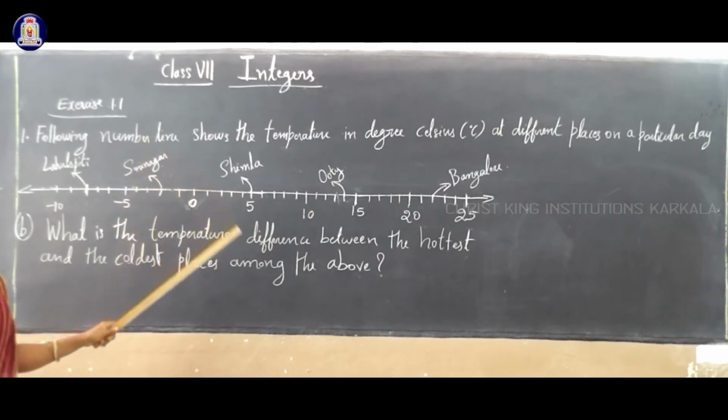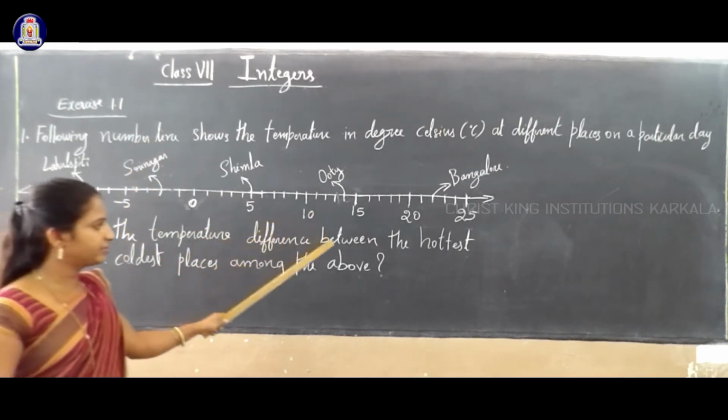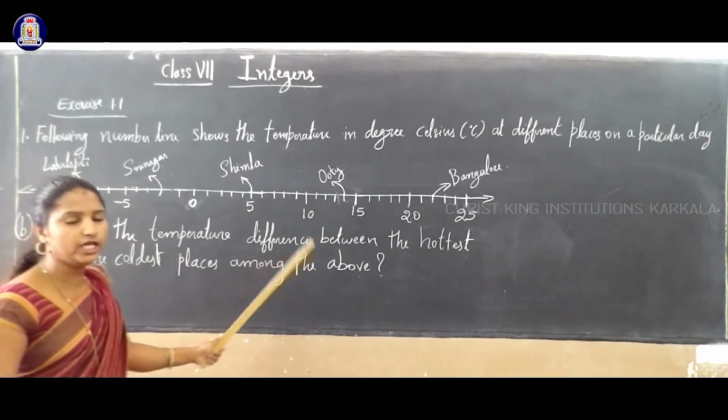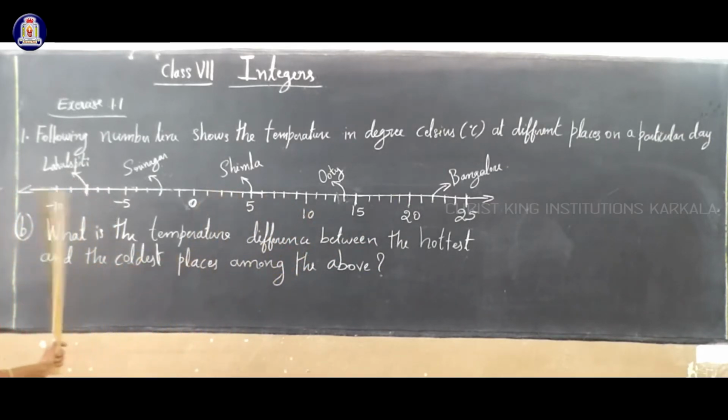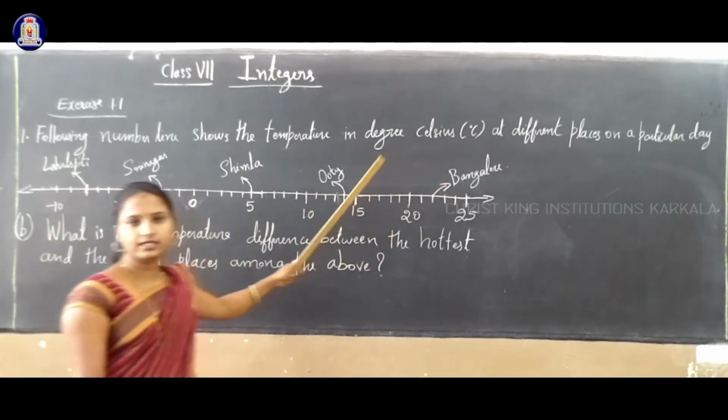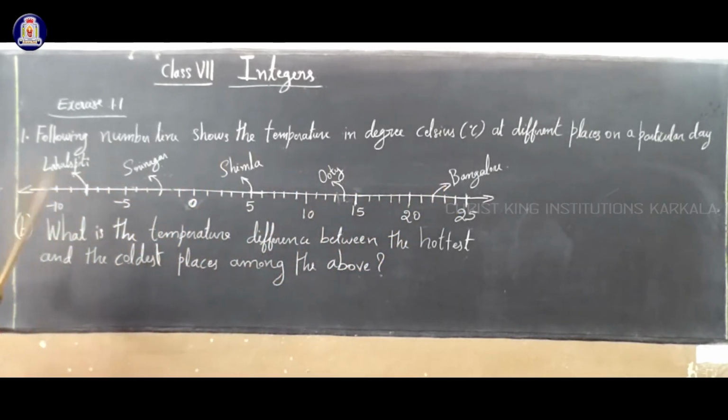You will find the difference between the hottest place and the coldest place among the above. First you have to identify which is the hottest place. Here in the given number line, we have 0 in between.